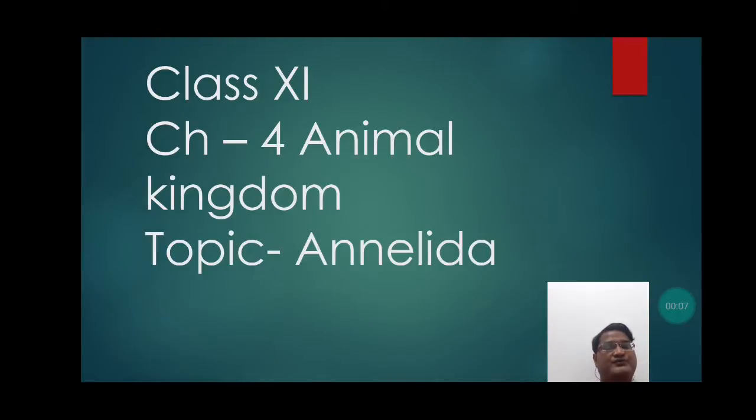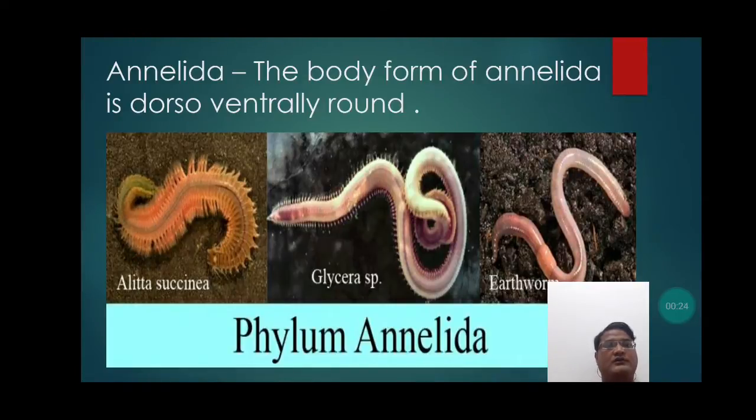Today we are going to discuss topic Annelida from chapter 4, Animal Kingdom. Annelida. The body form of Annelida is dorsoventrally round.